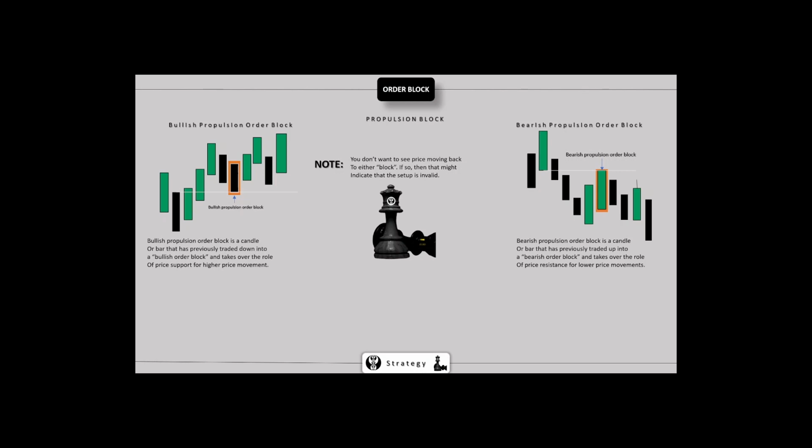So that is how I usually identify that some of the bullish or bearish order blocks are not working, and I immediately close the trade because I know what I'm looking for. And a bearish propulsion order block is a candle or a bar that was previously traded up into a bearish order block and takes over the role of a price resistance for lower price movement.